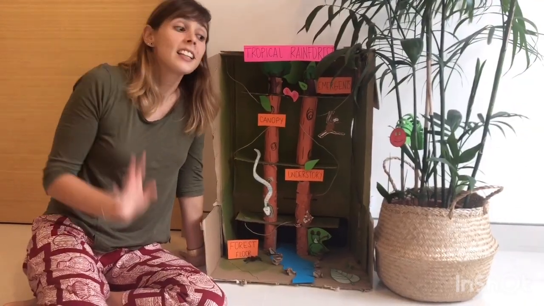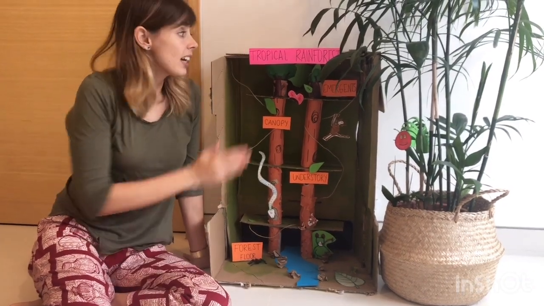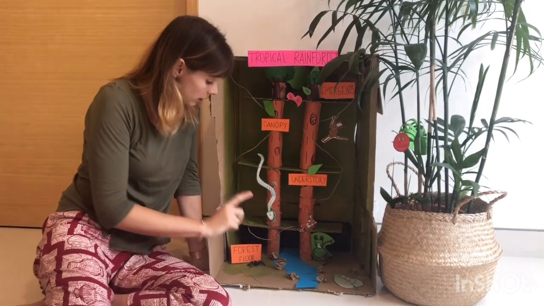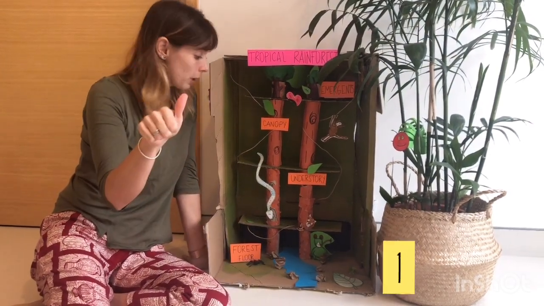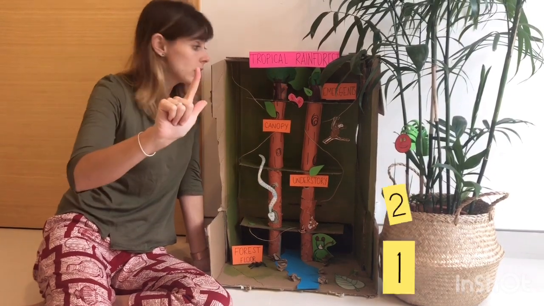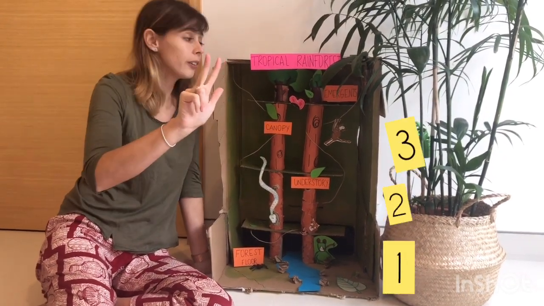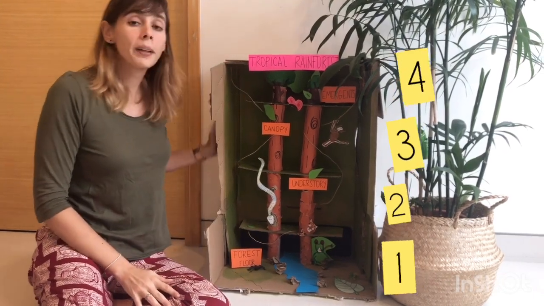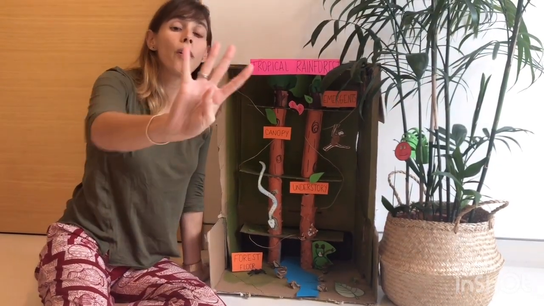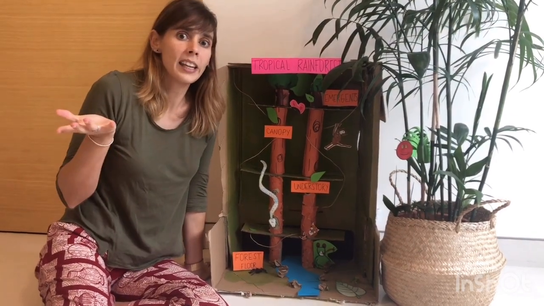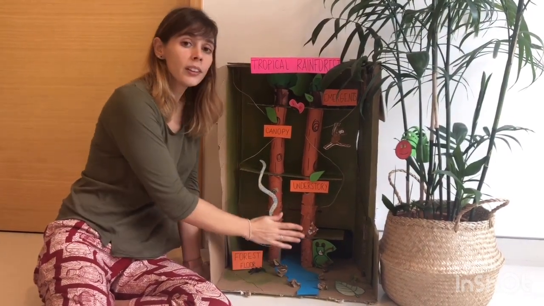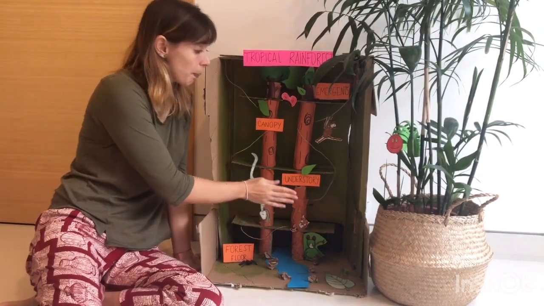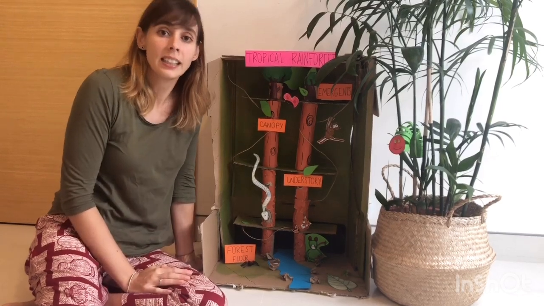Hi there again. So, how many layers does the rainforest have? Let's see, let's count. The forest floor, 1. The understory, 2. The canopy, 3. And the emergence, 4. So our tropical rainforest has 4 layers. And what are layers? Layers are different areas in the rainforest, and in each place different animals and insects live in.